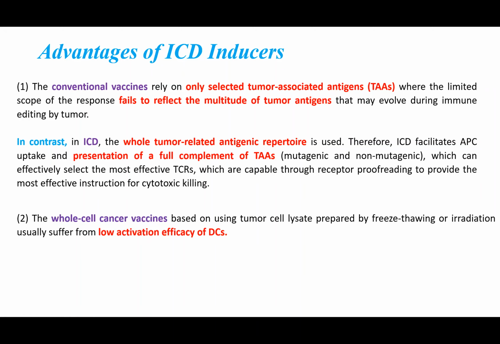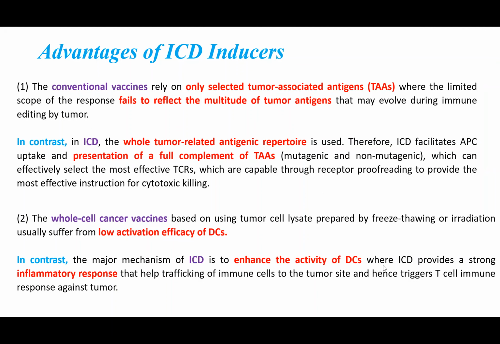Also, whole cell cancer vaccines can be used by using the tumor cell lysate prepared by freeze-thawing or irradiation of cancer cells. However, this technology usually suffers from low activation efficacy of dendritic cells. So it's another type of cancer vaccine. They use the whole cancer cell by inducing tumor cell lysate formation. This can be done by freeze-thawing or irradiation. But when we use those whole cell cancer vaccines, we usually have the limitation of impaired activity of dendritic cells.